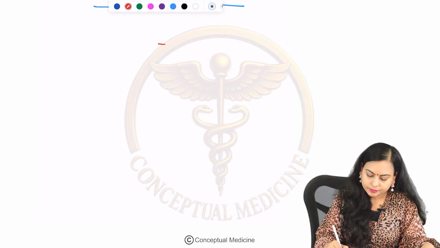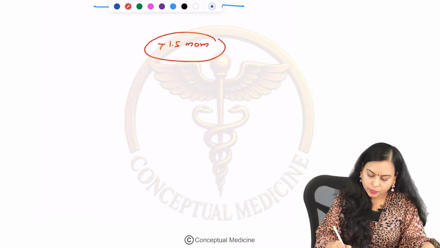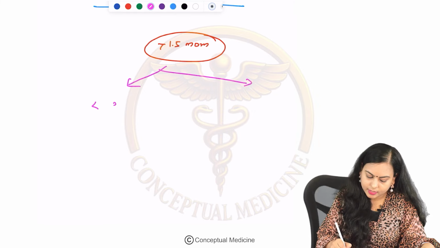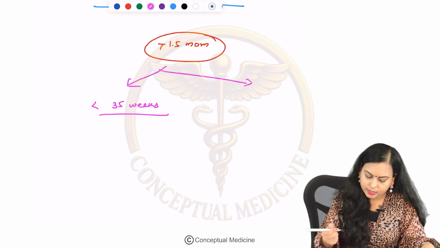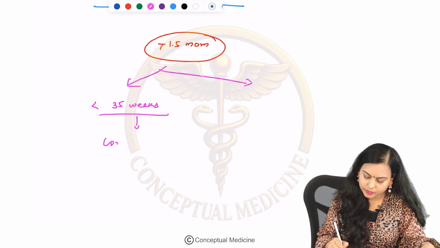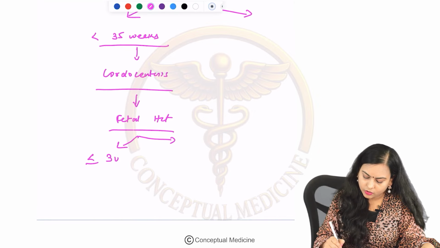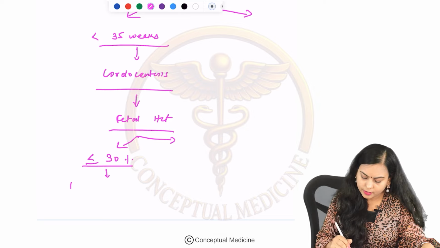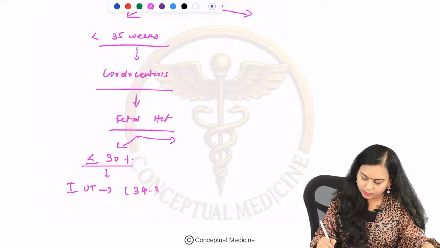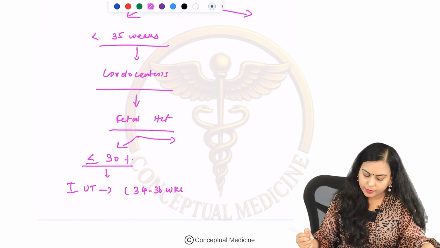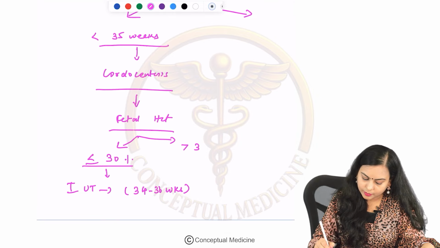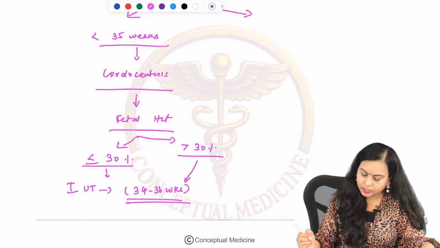And the next point is, suppose the peak velocity in the middle cerebral artery is going above 1.5 multiples of median and the gestational age is also important, right? Suppose the gestational age is going to be less than 35 weeks only. Then in this case, you will offer her chordocentesis and you will check the fetal hematocrit. If the fetal hematocrit is becoming less than or equal to 30%, then you will offer intrauterine transfusion to the baby, and around 34 to 36 weeks, you will deliver the baby, right? Suppose if it is more than 30%, then you will deliver it directly around 34 to 36 weeks.